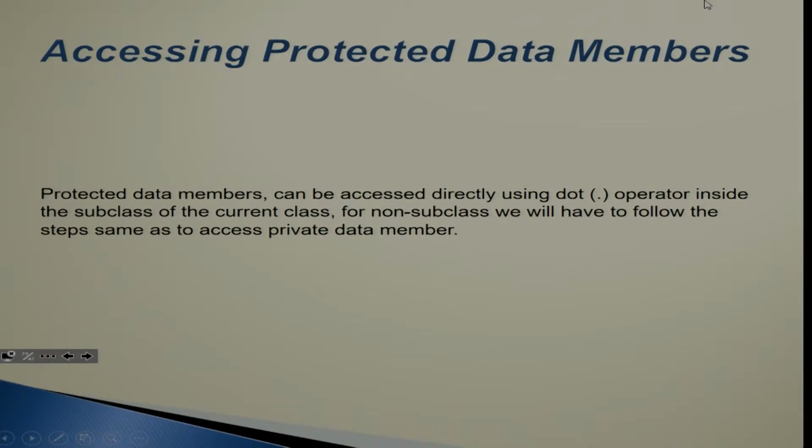Accessing protected data member. A protected data member can be accessed directly using a dot operator inside of a subclass of the current class. For a non-subclass, we will have to follow the same steps as for accessing private data members, right?